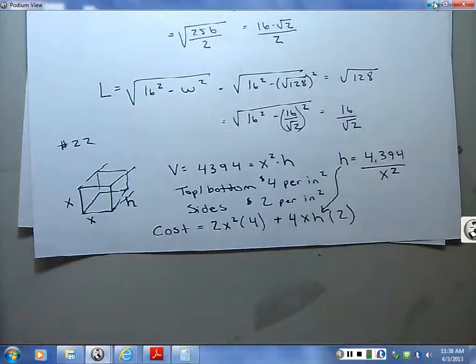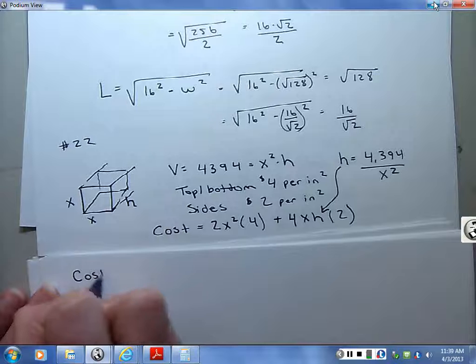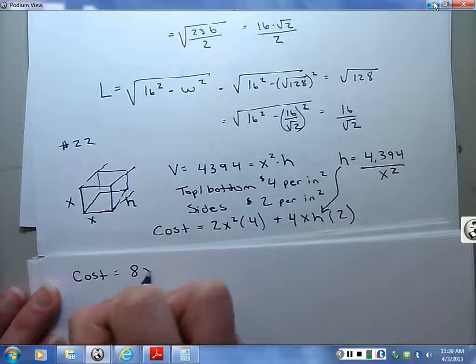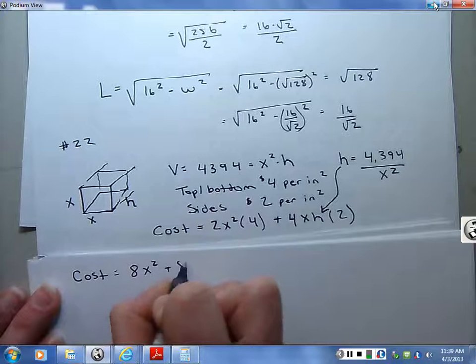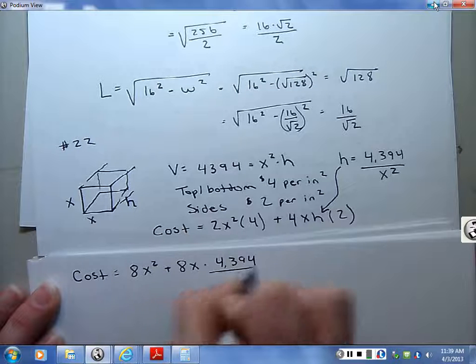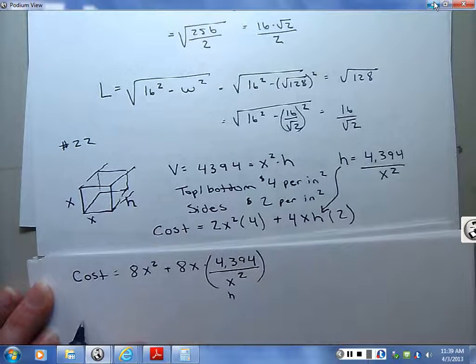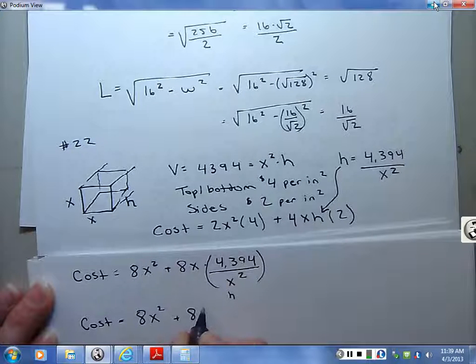Given this h is a function of x, I plug it into my cost function, and I get 8x squared plus 8x times, right, because this is h. So cost would be 8x squared plus whatever 8 times 4,394 is, over x.